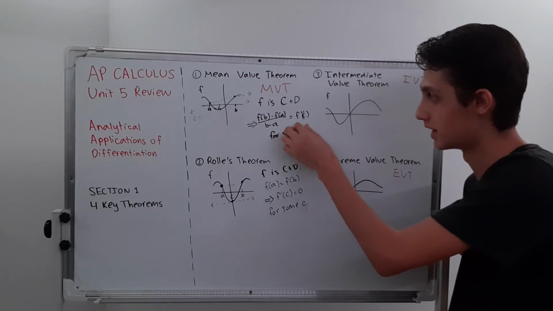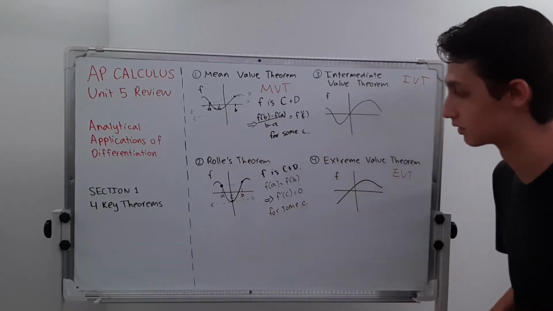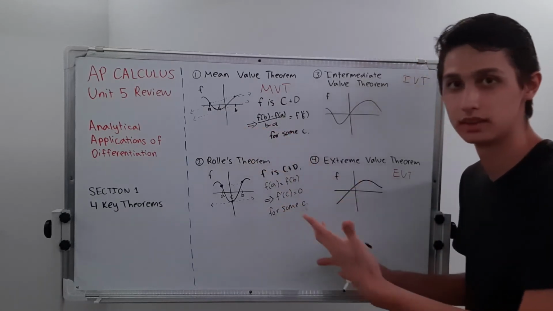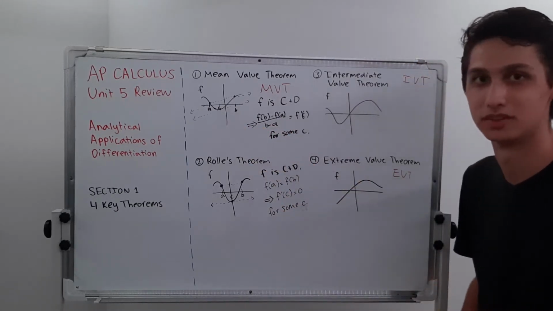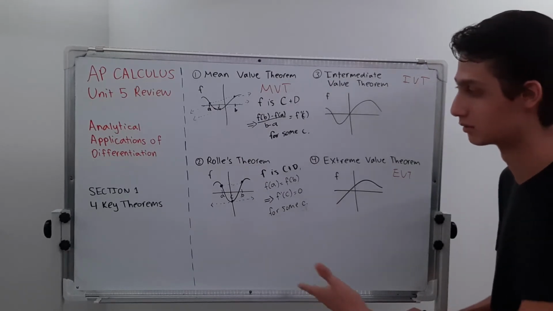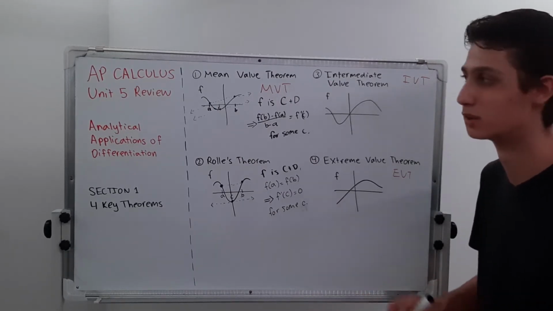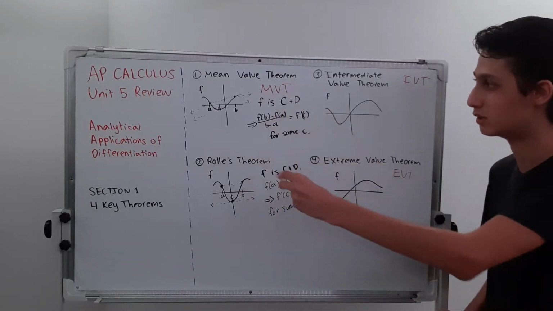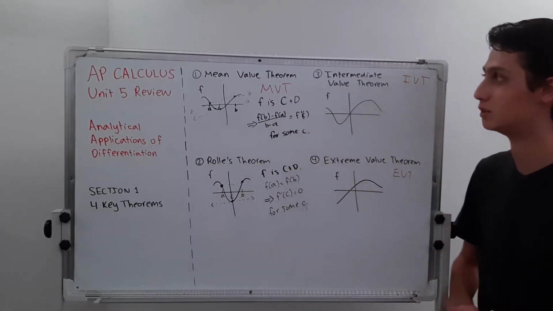So this should come naturally, right? f prime of C equals 0 for some C. We're just substituting 0 for this, and that's really it. That's what Rolle's theorem is. It's really just a corollary of the mean value theorem. A corollary is kind of like a follow-up theorem, like a sub-theorem. But yeah, so these are the first two. Now let's move on to the next two.